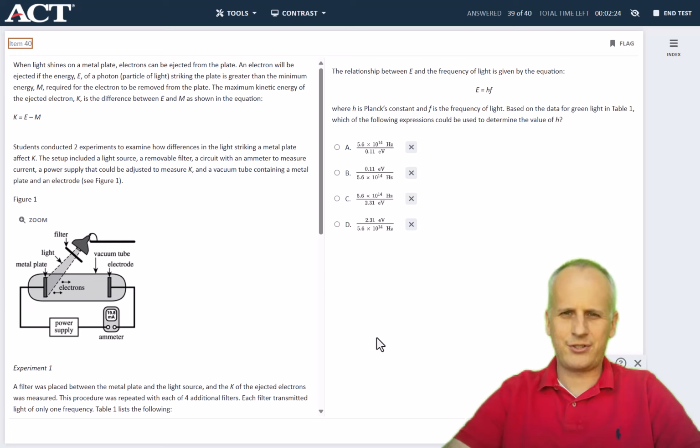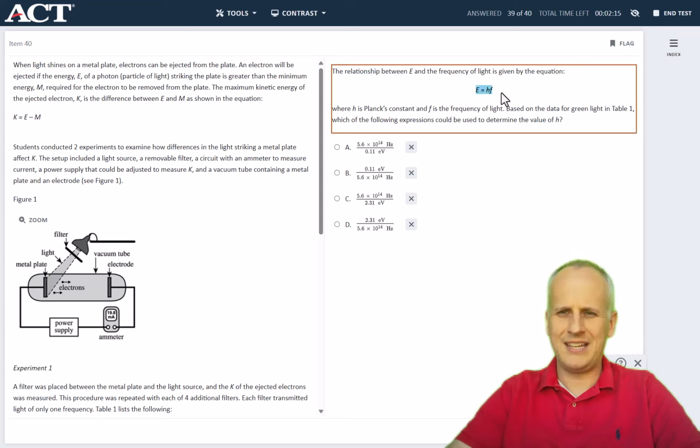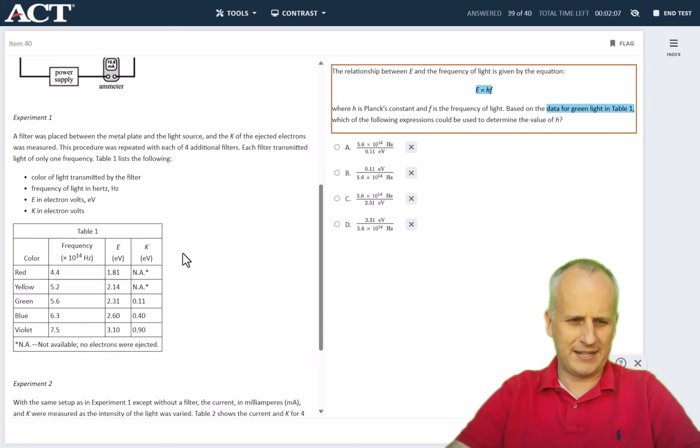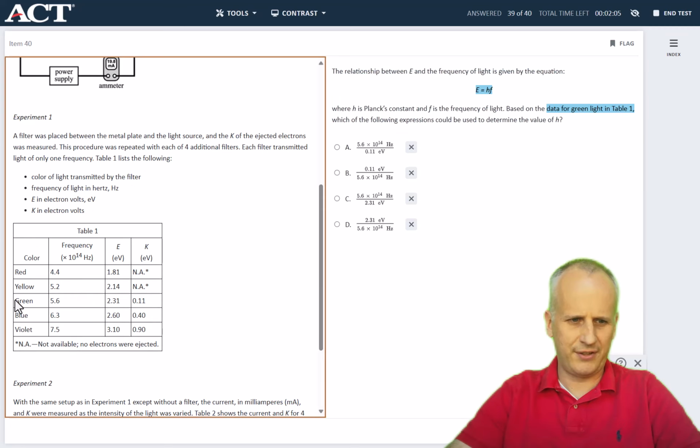And our last question of the set, we've got one more kind of pseudo math question. The relationship between E and the frequency of light is given by this equation, E equals hf, where h is Planck's constant and f is the frequency of light. Based on the data for green light in table 1, so I'm going to scroll down to table 1 and we're going to focus just on the green light here.